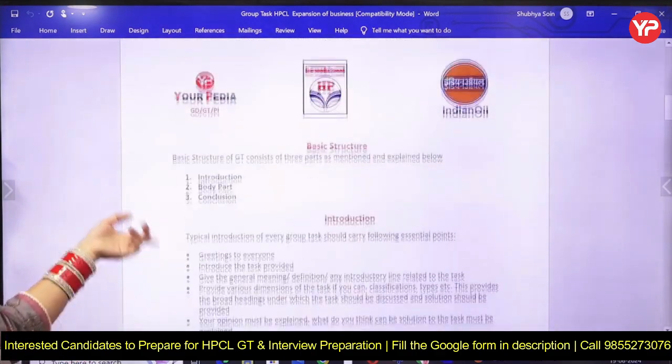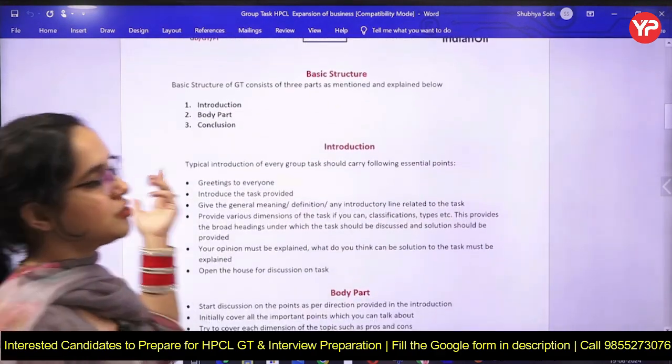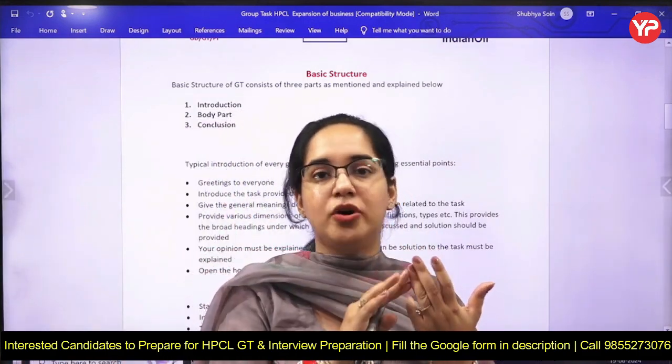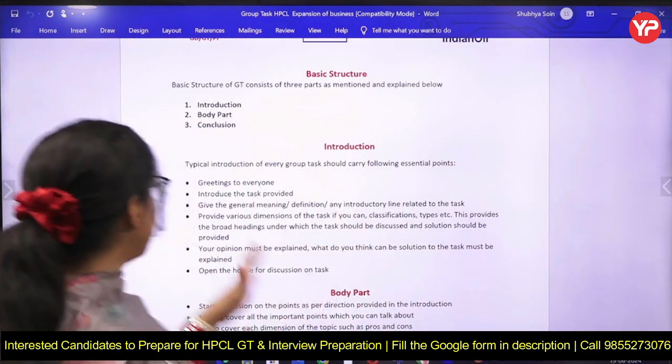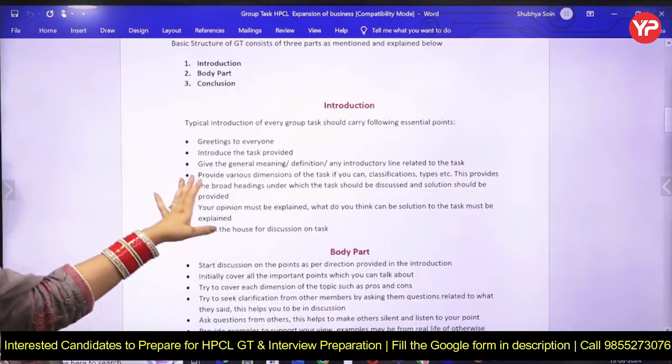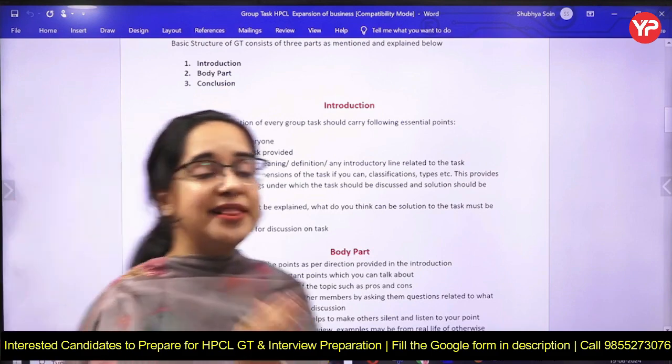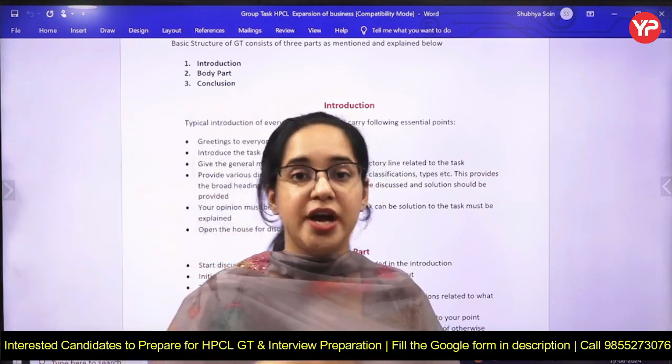Then comes the basic structure. Similar to a GD, it also has three parts: introduction, the middle or body part, and then your conclusion. In the introduction, in a similar way, you have to greet everyone and introduce the task provided, and that should be in your own terminology, in your own words.